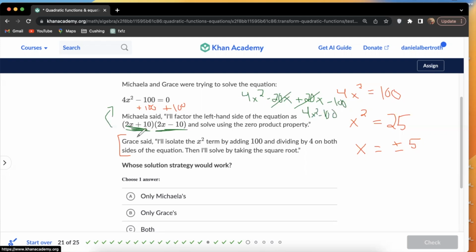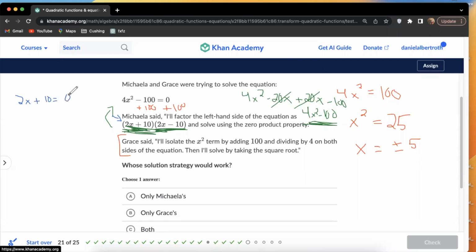So what Michaela did, factoring as 2x plus 10 times 2x minus 10, is equivalent. That is the same thing as 4x squared minus 100 if you multiply it out. So Michaela's way is a good way to solve, factoring. I think we saw that earlier in the test here. Factoring is a good way to solve, and what you can do is set each factor equal to 0. So 2x plus 10, set that equal to 0.